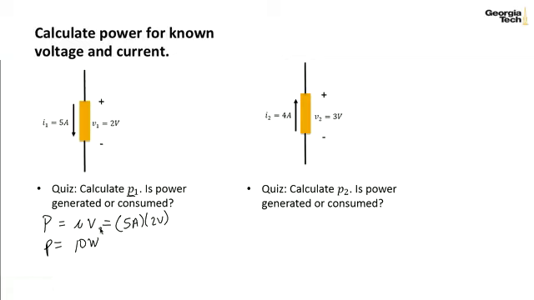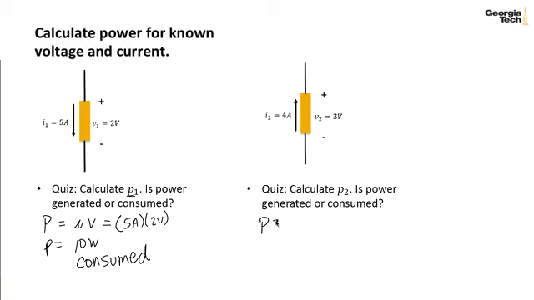Now, because the current is flowing downhill, it's not taking any extra energy for this current to flow from plus to minus. So this power is actually consumed. Positive power is consumed.